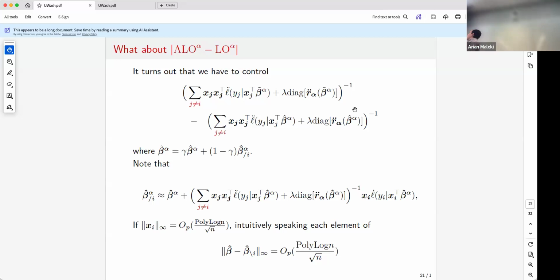That's the first step. If you do some analysis, eventually we will be able to show that the difference between the original estimate on all data points and beta hat minus i, which doesn't have access to the ith data point, if I calculate the L infinity norm, and let's forget about the polylogarithmic factor, is like O_P(1) over square root n.